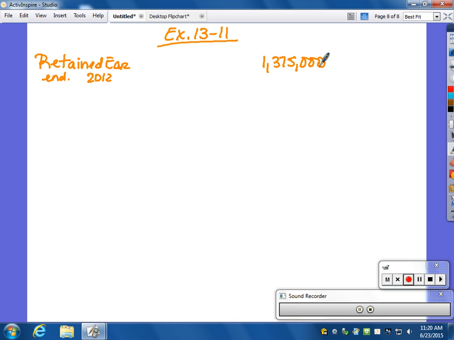Prior period adjustment. Was there any prior period adjustment? What about number C, neglected to record 2011 depreciation expense? Yeah, so that's the adjustment, right? Prior period adjustment, depreciation expense. What are we adjusting for? What's the amount? 55,500.